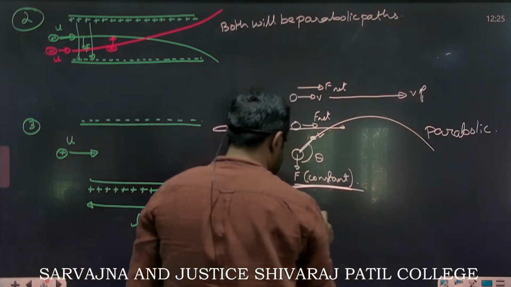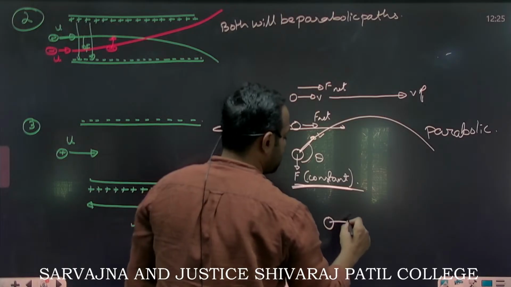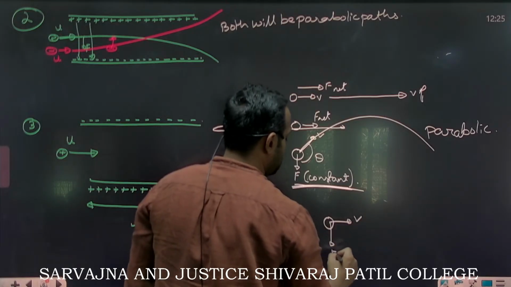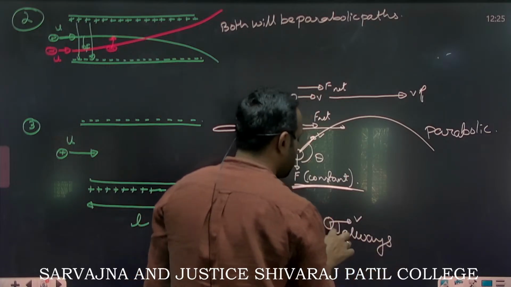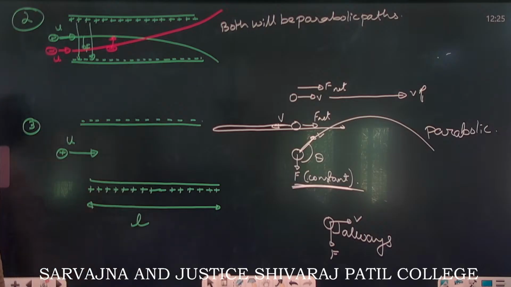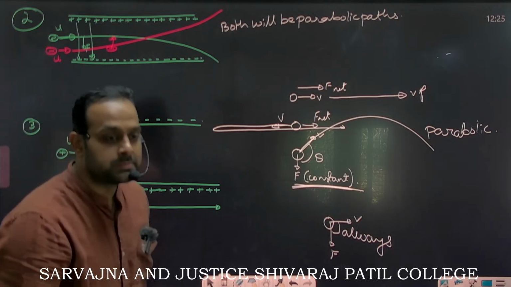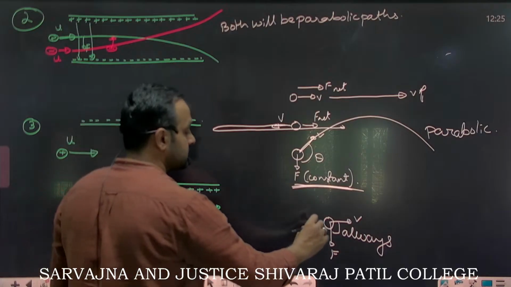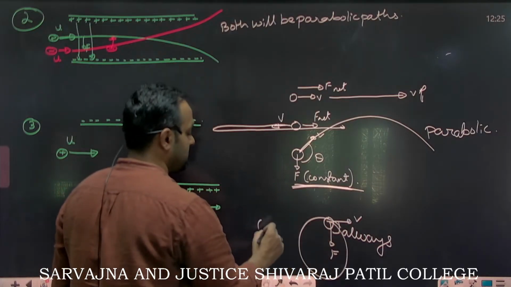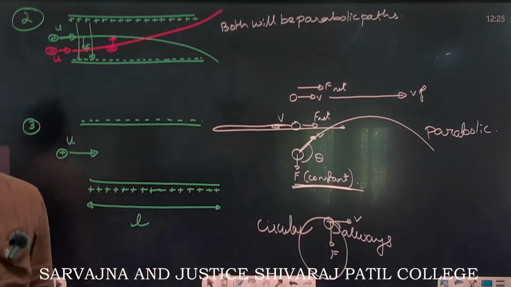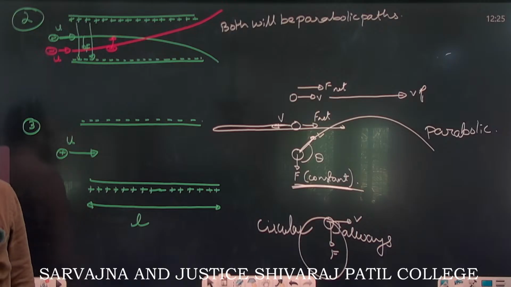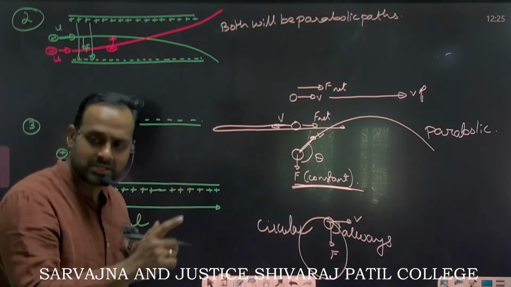Now there is one more case: if the velocity and the force are always perpendicular, how will it behave? They are always perpendicular. What kind of motion is this? Circular motion. In circular motion, the force is towards the center and the velocity is tangential, right?